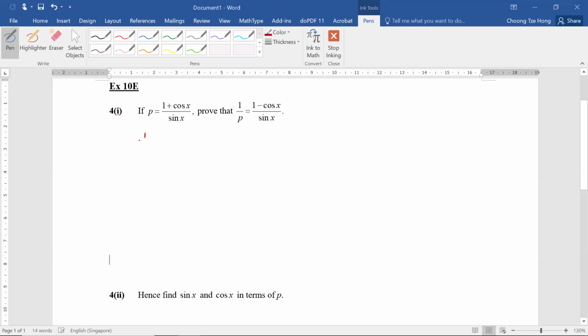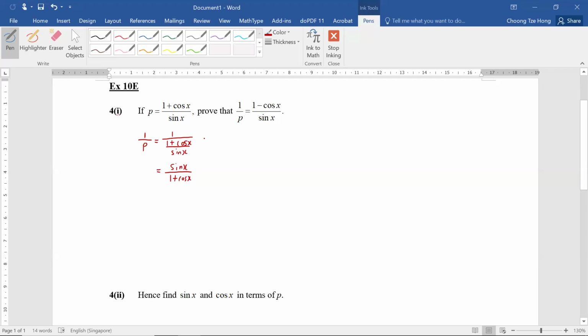So 1 over P. P is 1 plus cosine x over sine x, so we will get 1 over 1 plus cosine x over sine x. Then from here, if you do the manipulation, you end up with sine x over 1 plus cosine x.